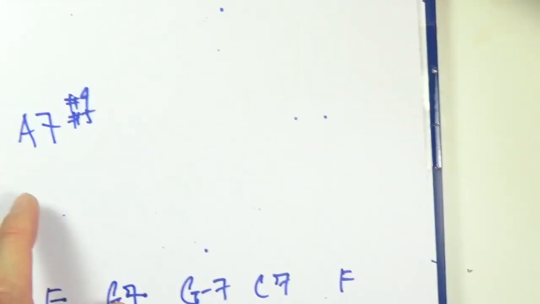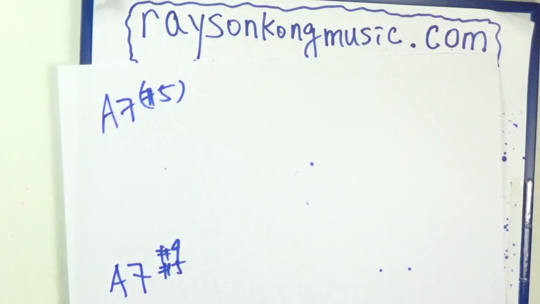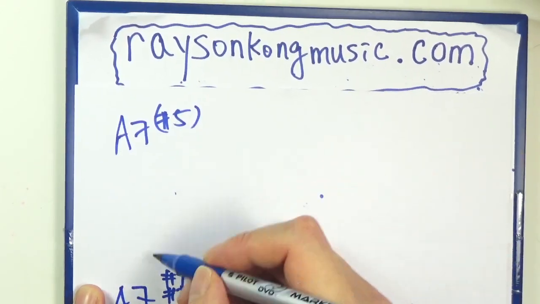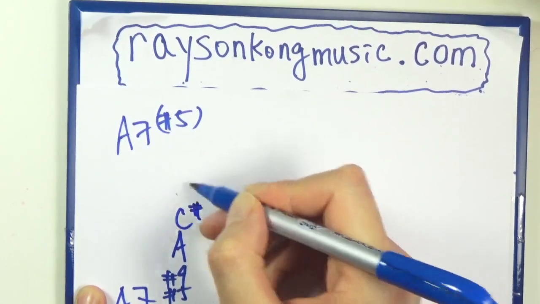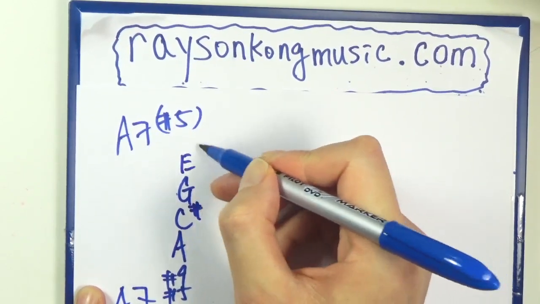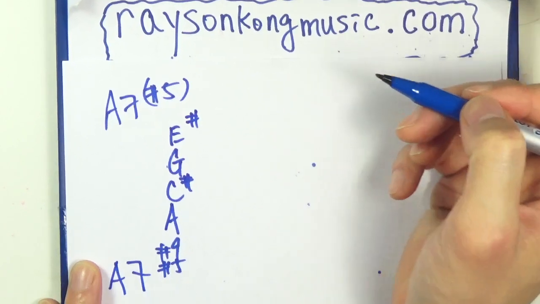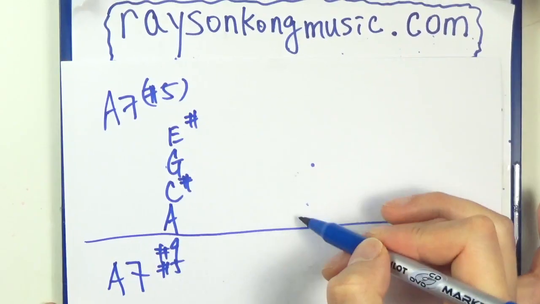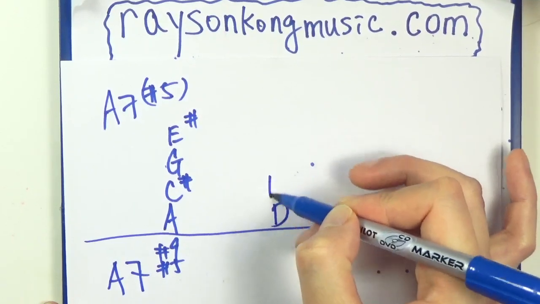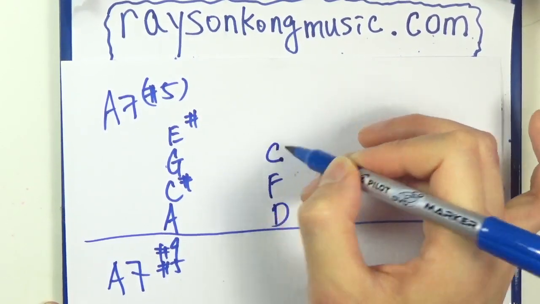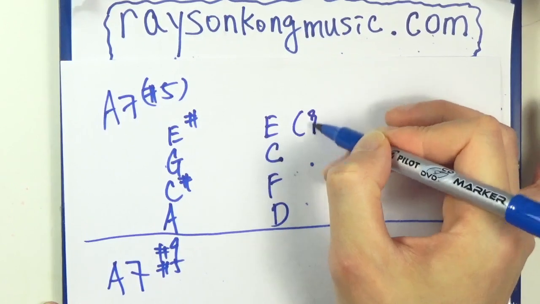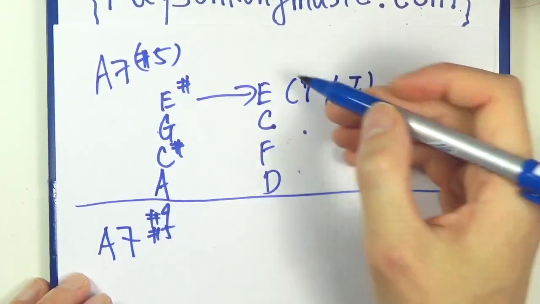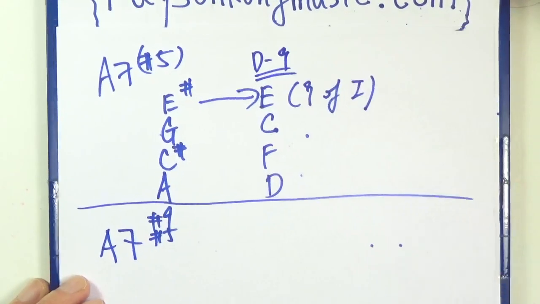Okay, let's resolve A7 sharp 5. A7 sharp 5, let's see, A, C sharp, G, and the sharp 5. You would go to D minor, so D, F, C, and you would resolve that to the 9th of 1. So this is actually a D minor 9th chord.